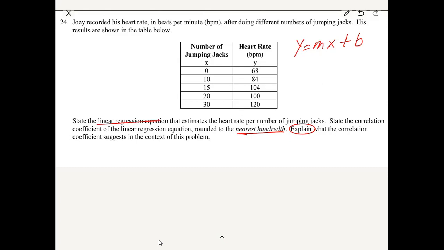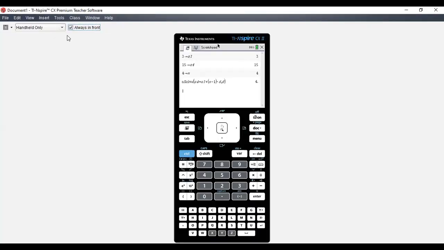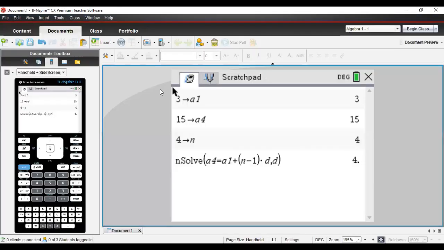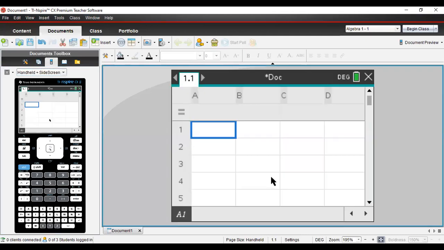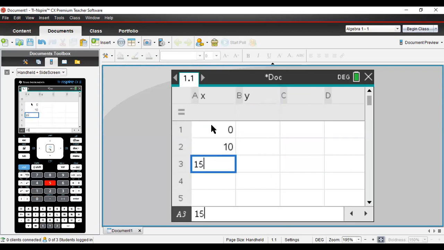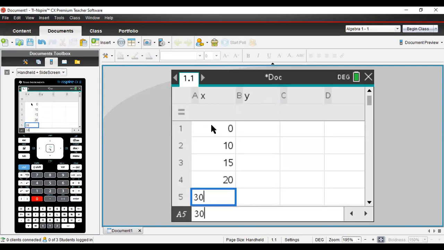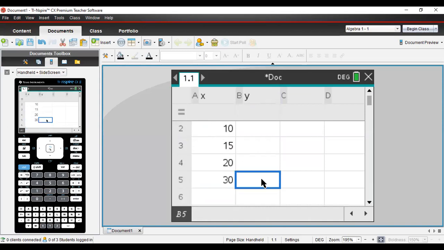So here we go. First thing we're going to do is we need the calculator. So let's go get that. I'm going to make this bigger so you can see everything that I'm doing. We need the spreadsheet. Up at the top is the X, over here is the Y. Come down the 0, 10, 15, 20, 30. All right, so that's that.